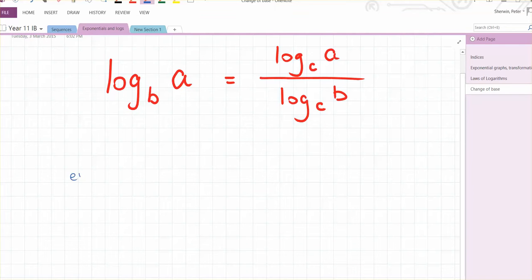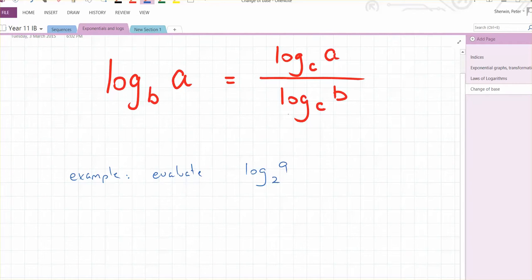Example: evaluate log of 9 to base 2. Well, this is not something I know off the top of my head. I know that it asks 2 to the what gives me 9, or 2 cubed is 8, 2 to the 4 is 16. It's going to be somewhere between 3 and 4. I'm not sure what it is.